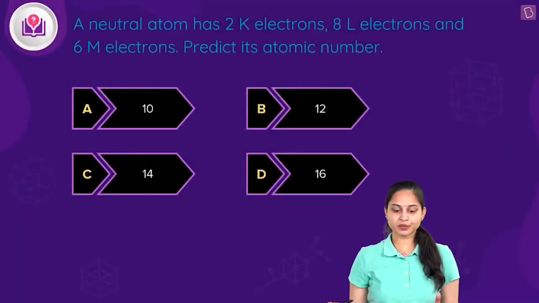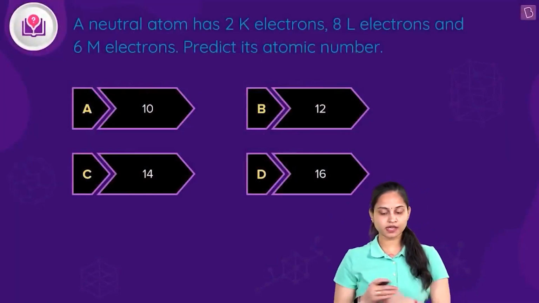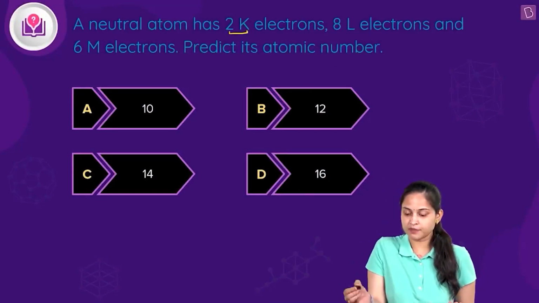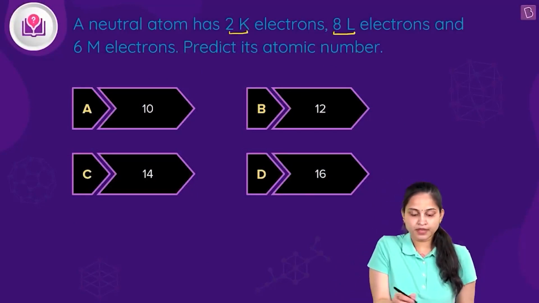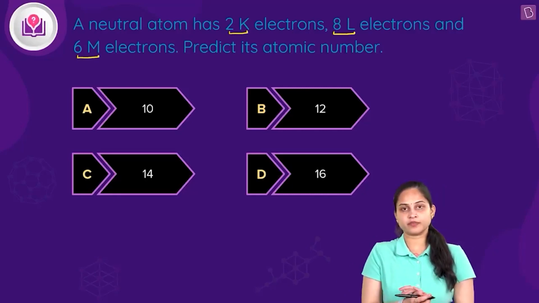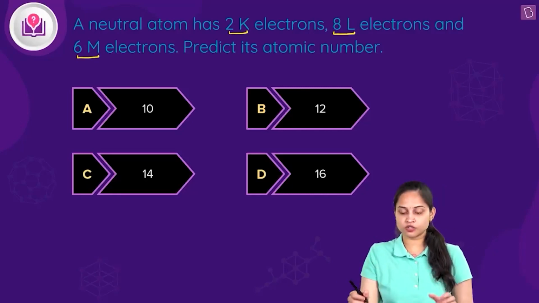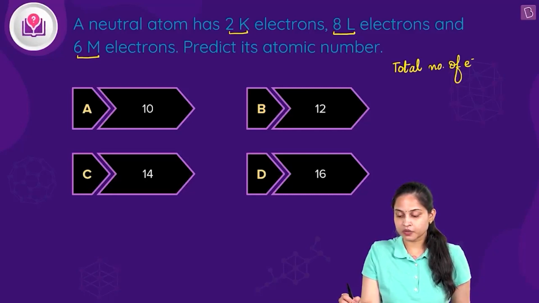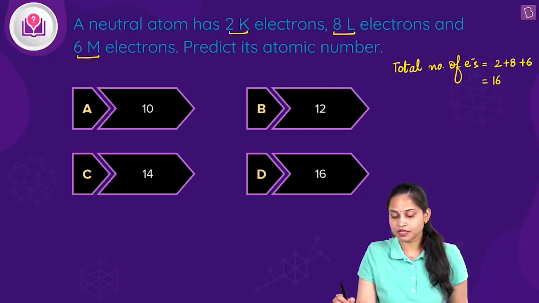Question over here is, a neutral atom has 2 electrons in K, 8 electrons in L and 6 electrons in M. Predict its atomic number. So we are having 2 electrons in K shell, 8 electrons in L shell and 6 electrons in M shell. So total of how many electrons do we have? Total number of electrons is equal to 2 plus 8 plus 6. It is equal to 16 electrons.